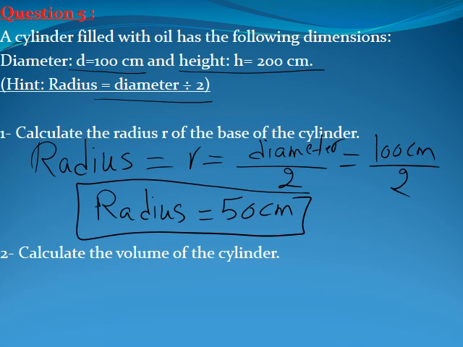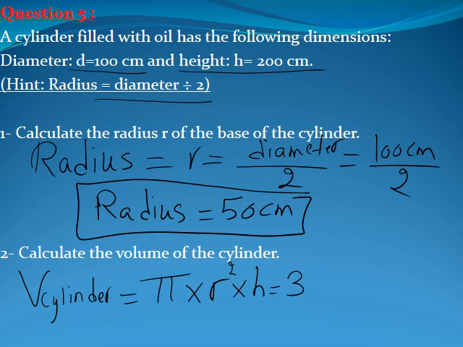Calculate the volume. Yes, Tala. Continue. Volume of the cylinder, right? What is the volume of the cylinder? First, you have to write the formula. Volume of cylinder is equal to pi times r squared times height. Take pi as 3.14 always. Times 50 squared, times height 200.